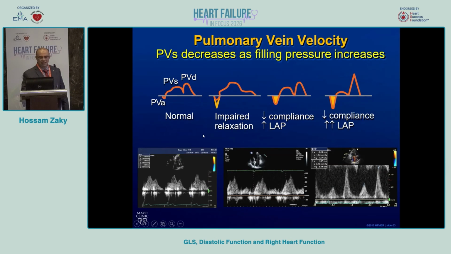Pulmonary veins, we know they have the A reverse, the systolic component, which is 2 components and sometimes 1, and the diastolic component.